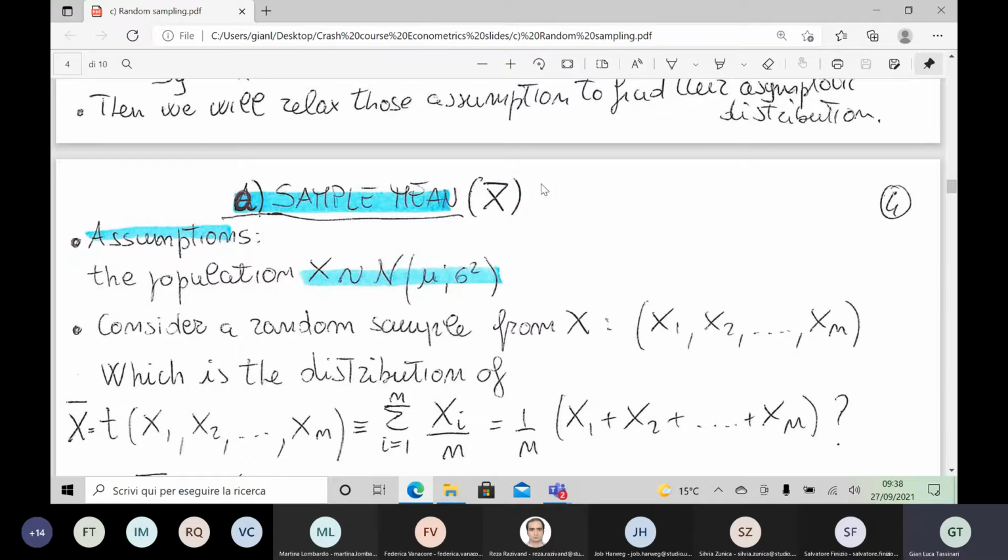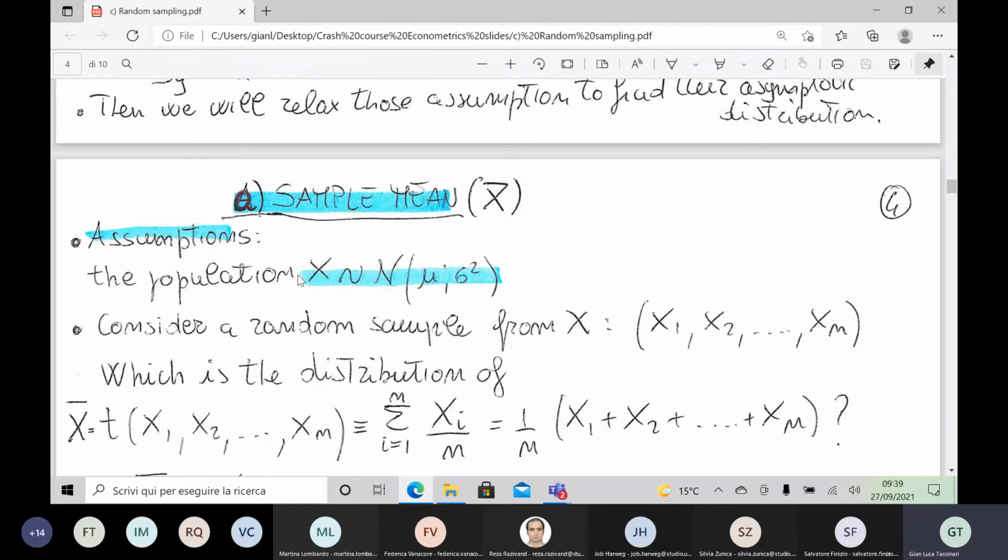In particular, now we derive everything, so we repeat all the things we explained generally to see the practical implication. So consider a random sample taken from capital X. So you want to select, from capital X, a random sample.